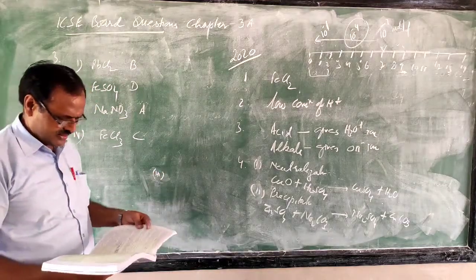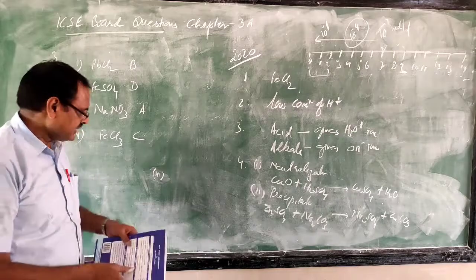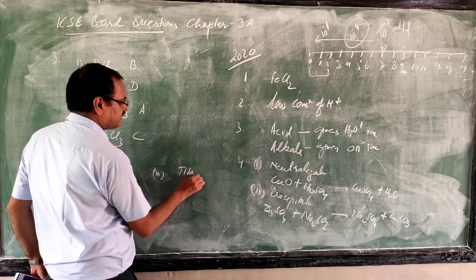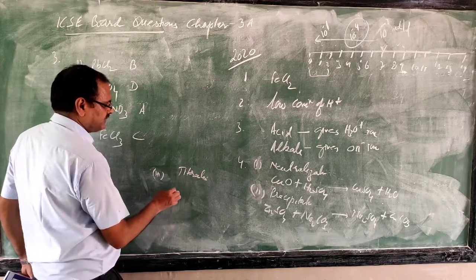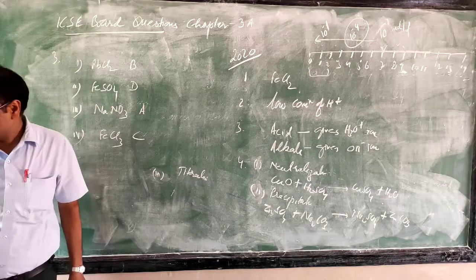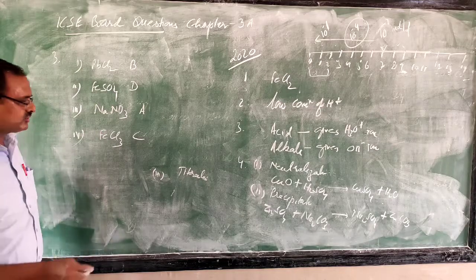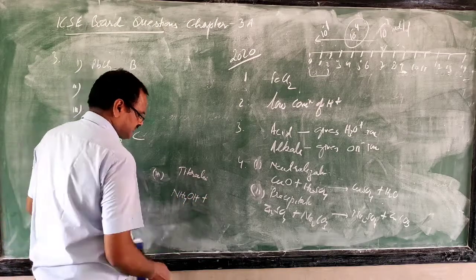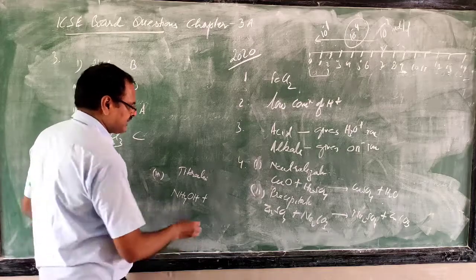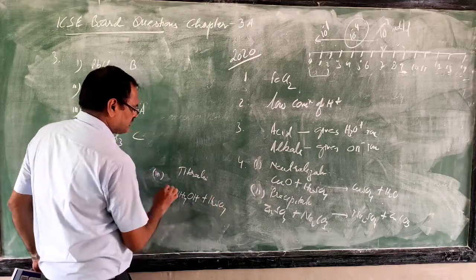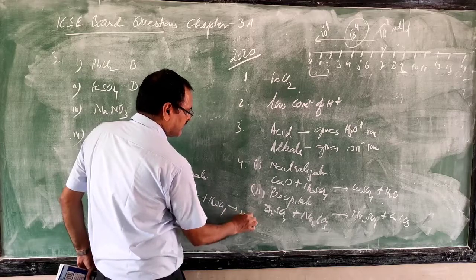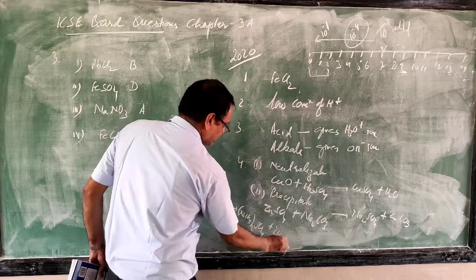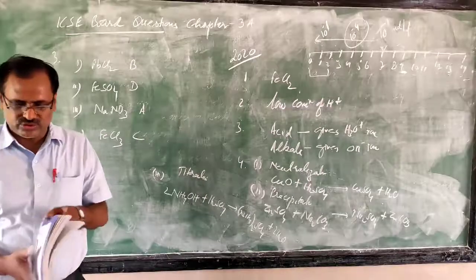Now the third one, ammonium sulfate by titration. So you can take ammonium hydroxide plus sulfuric acid, and this will form ammonium sulfate and water. So this is all about the core questions.